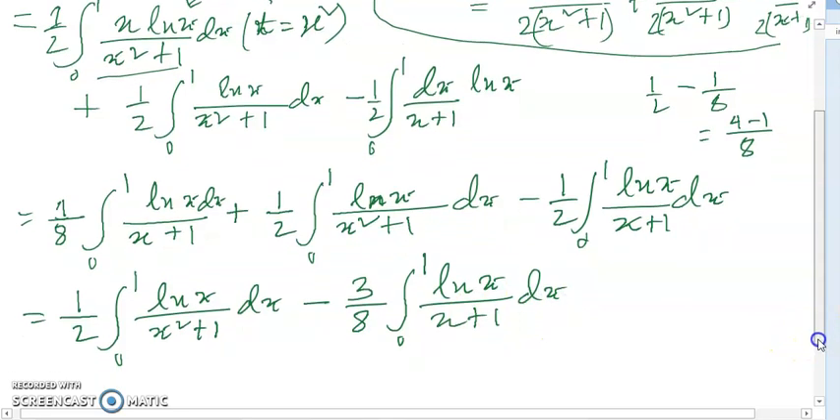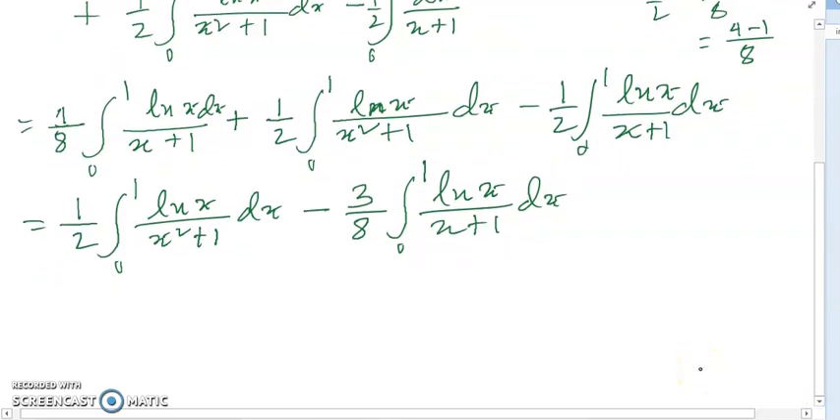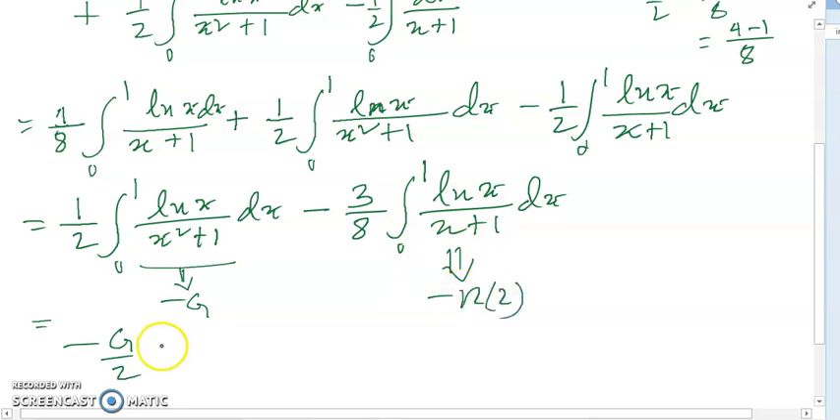Very simple, friends. I hope it is clear. Now this value is equal to minus G, where G means Catalan constant, so it is minus G divided by 2, and this value is equal to minus eta 2, so it is minus 3 by 8 into minus eta 2.